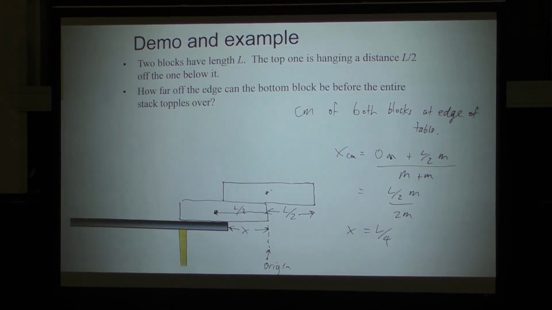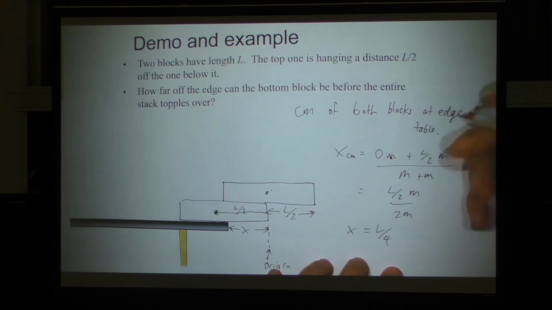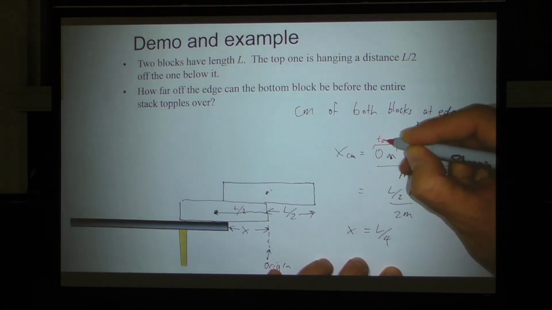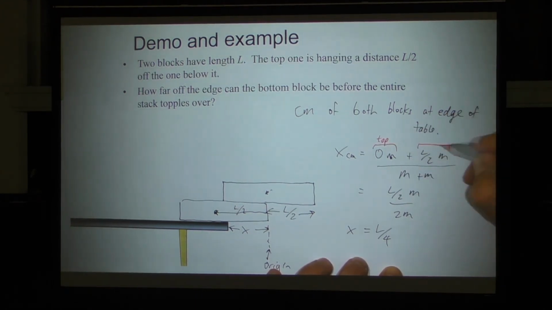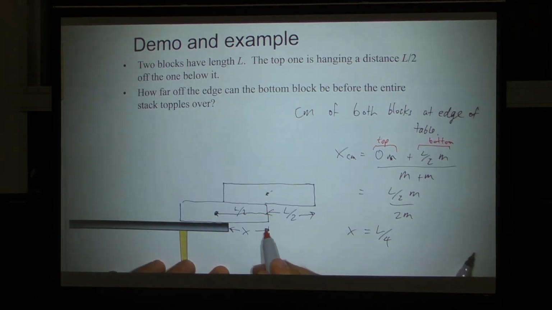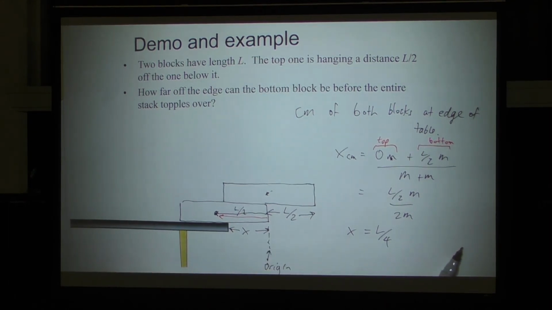There's a bit of a trick there. So there's two objects. This first one is the top block, and this one is the bottom block. And in both cases, I've measured this distance from the origin, which I've defined to be here, to the center of mass. And then we can do it for more and more blocks.